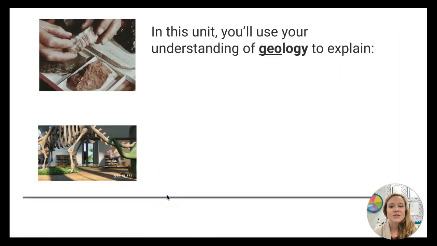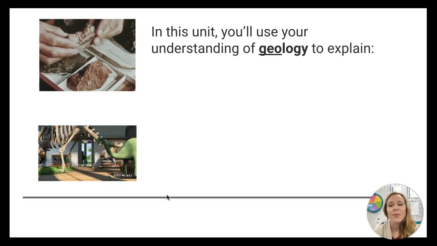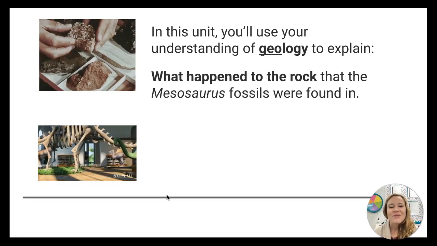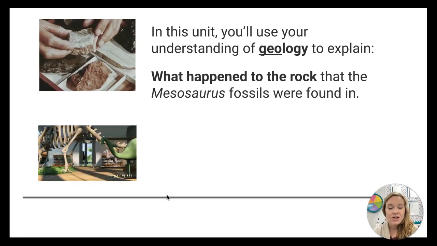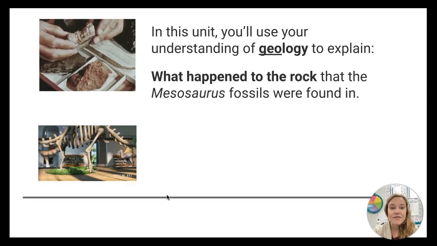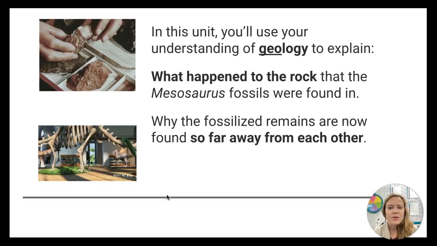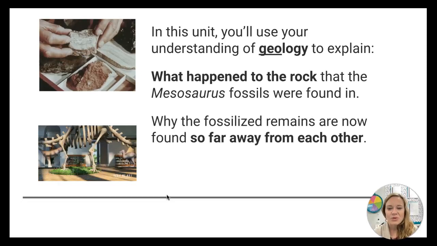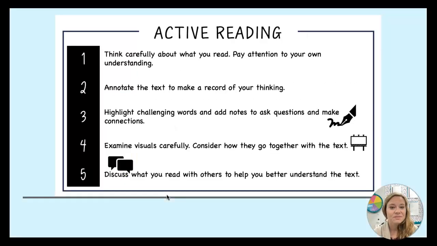So we are going to use our understanding of geology. Remember, geo, we're talking about the earth and the rock. And we are going to find out what happened to the rock that the Mesosaurus fossils were found in. So remember, when we're looking at fossils, we're thinking about things that were found inside of rocks, so the kind of rock that it was found in. And then why are fossilized remains now found so far away from one another when they were once together?